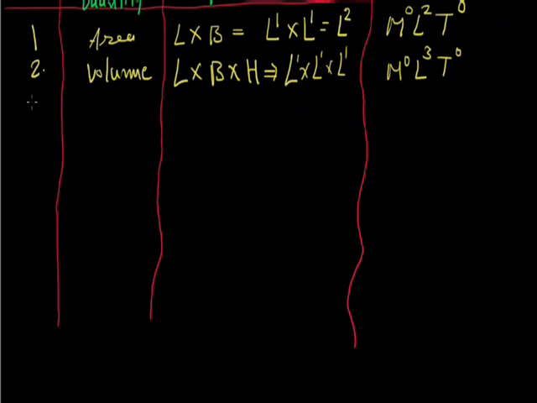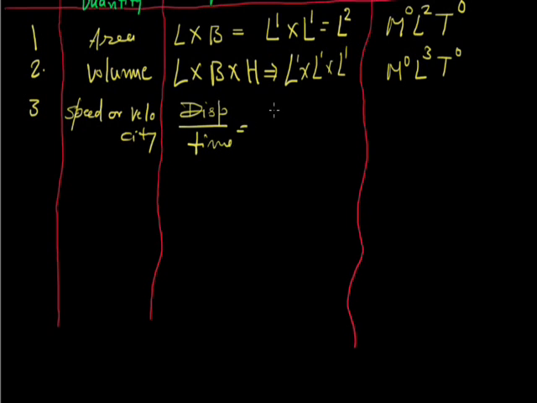Third is speed or velocity. It is equal to displacement upon time. Displacement is measured by the unit of length. Time is T1, and it will be represented by L1 T minus 1. So the dimensional formula will be M0 L1 T minus 1.